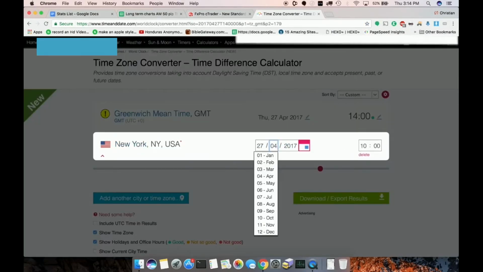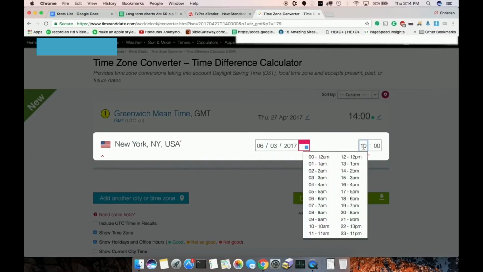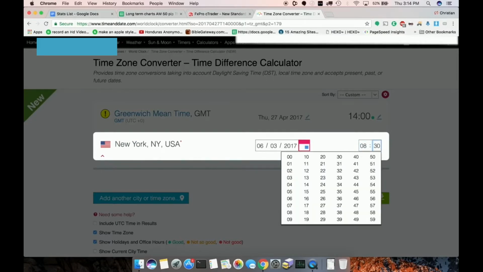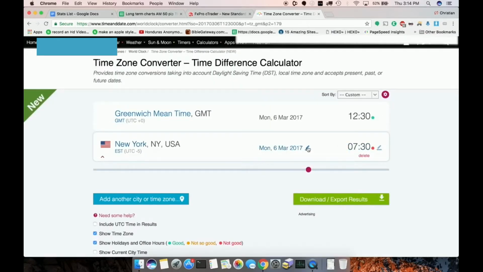The reason I do this is just because, as you guys know, the time zones change in America and in Europe differently. Greenwich Mean Time doesn't change the time zone either, so we just need to make sure that we're always looking at the right time here.